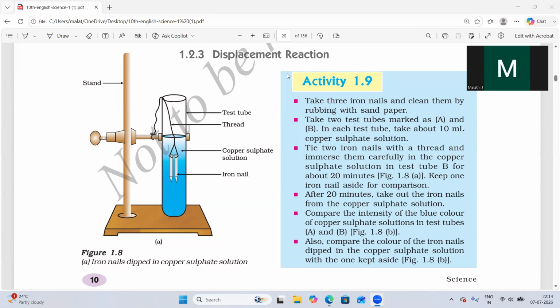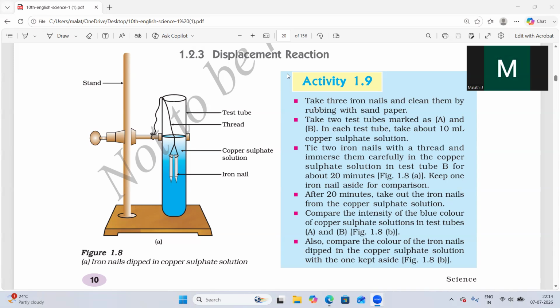The name displacement itself indicates what it means. A displacement reaction is a reaction in which one element gets displaced by another element. It is nothing but the replacement of an element that takes place.